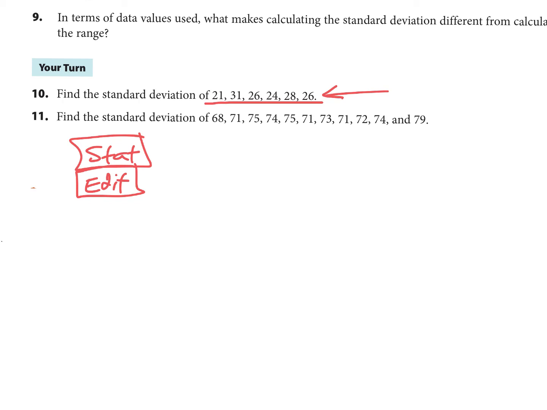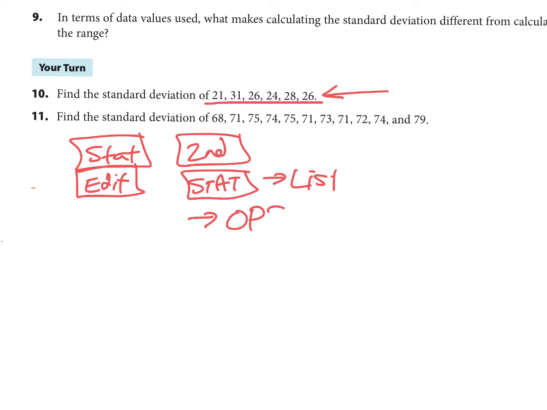So then what you can do is you can now go and sort these. So if you go to the Second button, Stat button, which gives me the top list, and then go over to the right to OPS, operations, there is a sort A, parentheses. So you're going to select that, and what it does is it sorts ascending order. That's what the A stands for. There's one that's sort D, descending. So then what you're going to do is select L1.